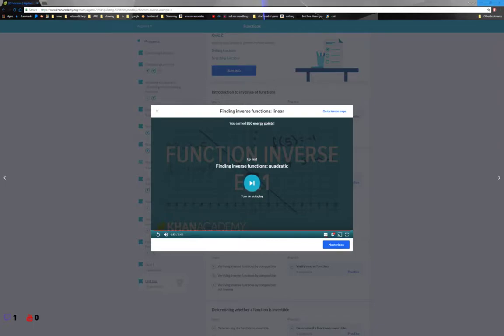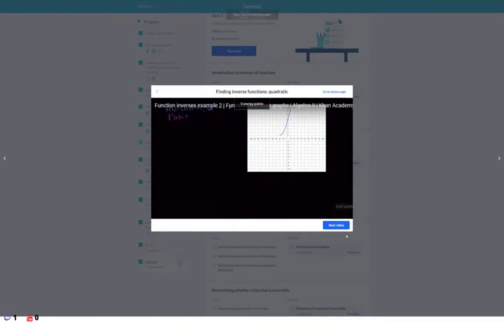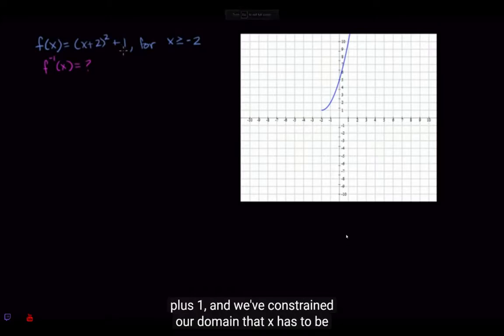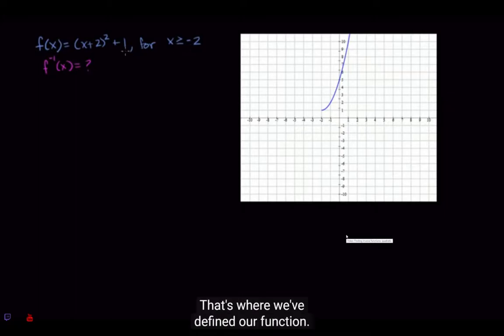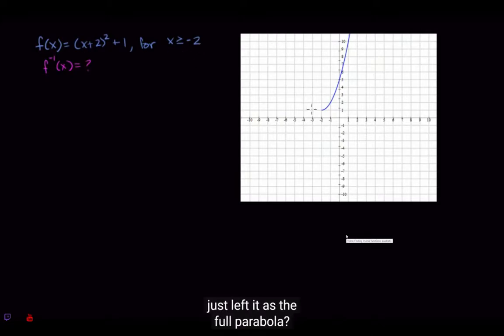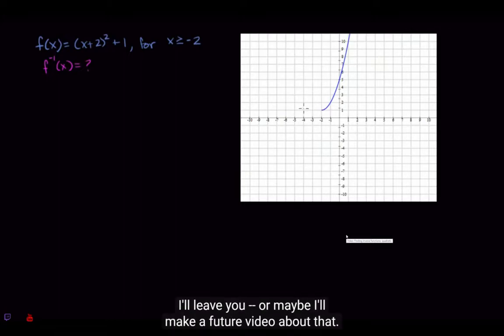Alright, so now we're going to watch the video over quadratic inverses. We've got the function f of x is equal to x plus 2 squared plus 1. And we've constrained our domain so that x has to be greater than or equal to negative 2. That's where we've defined our function. And we want to find its inverse. I'll leave you to think about why we had to constrain it to x being greater than or equal to negative 2, why it wouldn't have been possible to find the inverse if we had just left it as the full parabola. Maybe I'll make a future video about that.